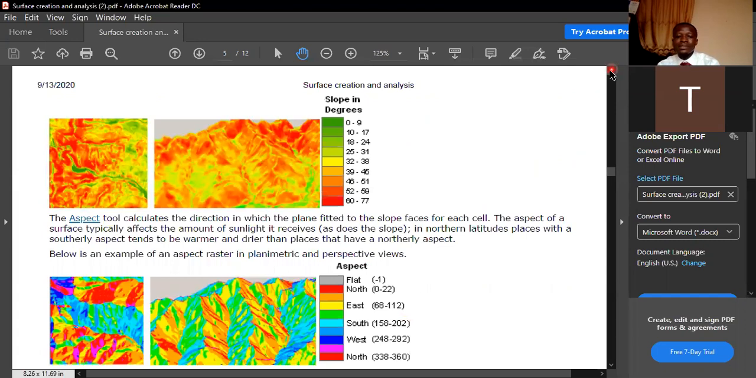Whenever you see an aspect surface, this one is an aspect surface. The reason you know it's an aspect surface is that the values normally range between 0 and 360, more or less as if the surface is actually moving in a particular bearing. Are you okay? So bearings start from 0 to 360.